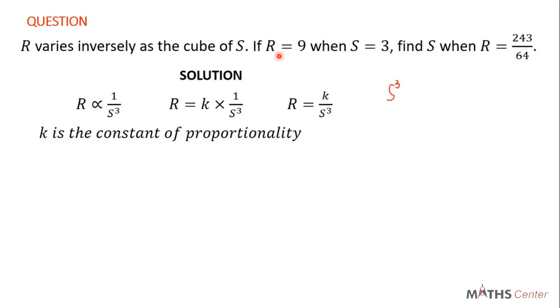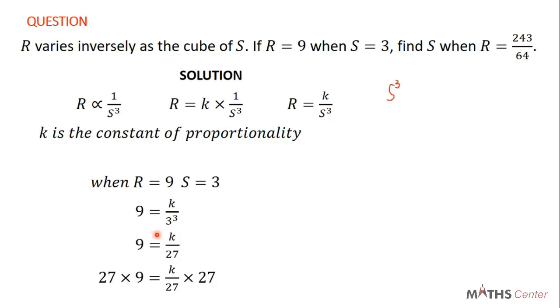Okay, the question told us that when r is 9, x is 3. So we can use r equal to 9 and x equal to 3 to find the value of k. So when r is 9, x is equal to 3. That means that 9, which is equal to r, is equal to k divided by x, which is equal to 3 exponent 3. And this will give us 9 is equal to k divided by 27.